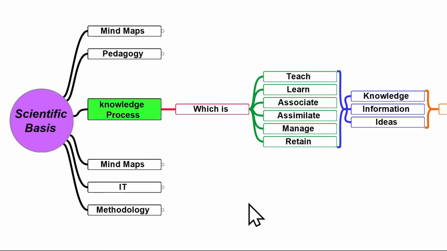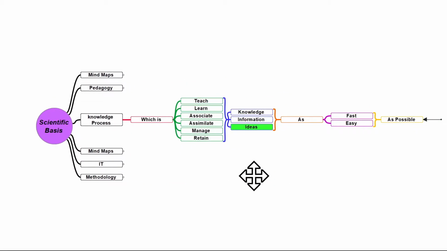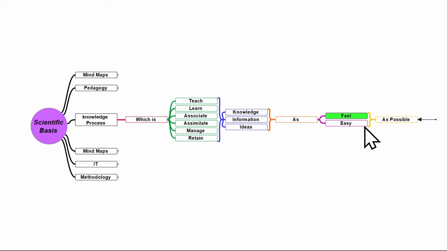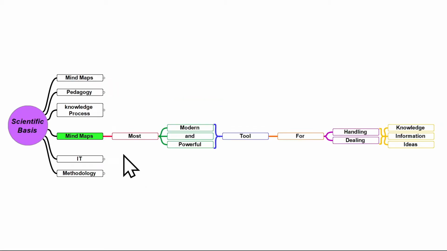And the knowledge process is this process of teach, learn, associate, assimilate, manage, and most important, retain knowledge, information, and ideas, and not just manage this knowledge process randomly, but make it as fast and easy as possible. Mind maps are the most modern and powerful tool for handling and dealing with knowledge, information, and ideas.